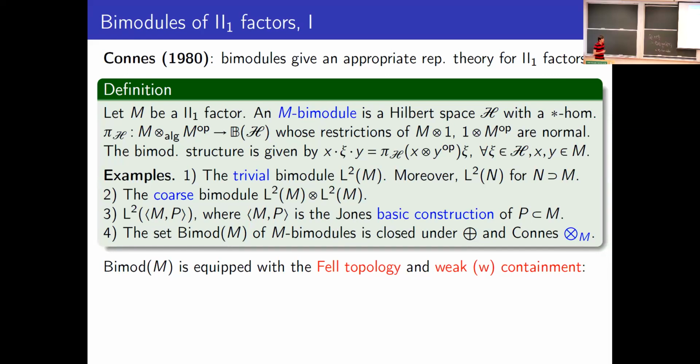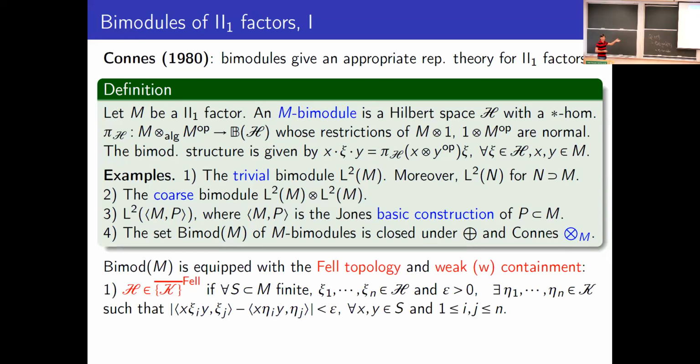All right, so what I'll care about is the fact that the set of bimodules comes equipped with two important notions, I guess, topology and weak containment. So there's the Fell topology and also the notion of weak containment, and these are connected. I won't define what the Fell topology is, but I'll just tell you the one thing I care about here.